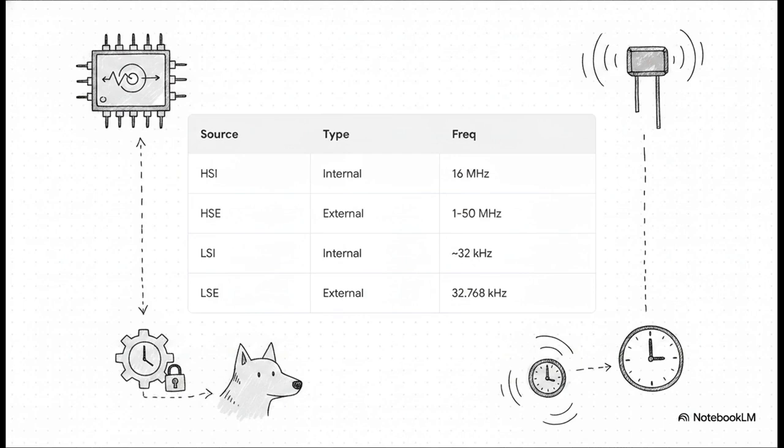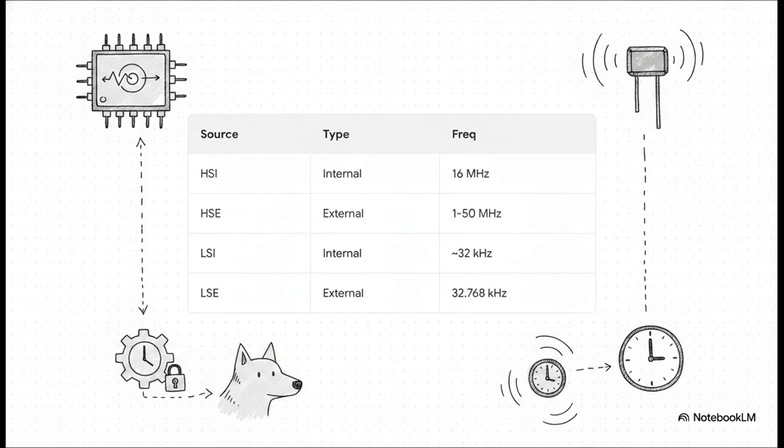Everything in that crazy clock tree starts from one of 4 raw sources. 2 are internal to the chip, and 2 require an external crystal oscillator. On the internal side, we've got the high-speed internal, or HSI. This is usually a 16 MHz internal oscillator. Now, it's not the most precise clock in the world. It fluctuates a bit with temperature, but because it needs absolutely zero external hardware, it's the ultra-safe default clock that fires up the literal second your chip gets power.